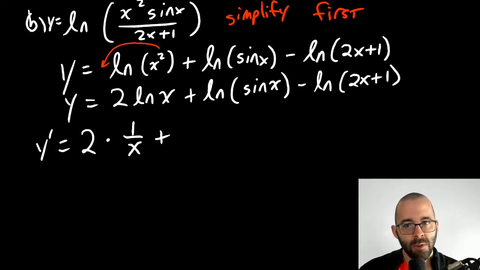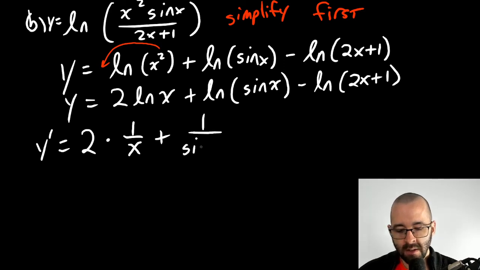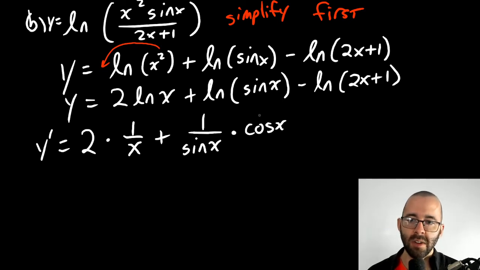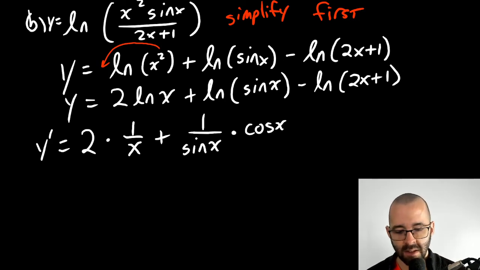Next one, we're going to use the chain rule. The derivative of natural log is 1 over the inside times the derivative of the inside. The derivative of natural log is the reciprocal. The reciprocal of sine x is 1 over sine x. And we have to use the chain rule, so we multiply by the derivative of the inside, cosine of x.